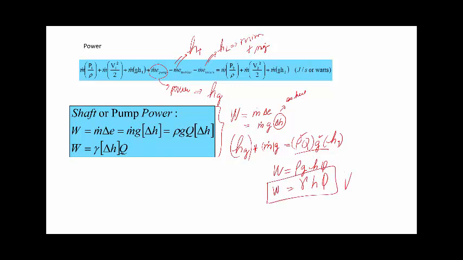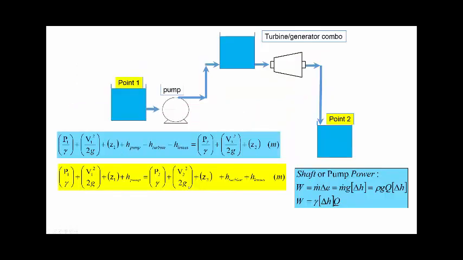Now this is a very important expression. If you had this in terms of head, the power would be the specific weight times that head times Q. Okay? So this is an example of different situations.